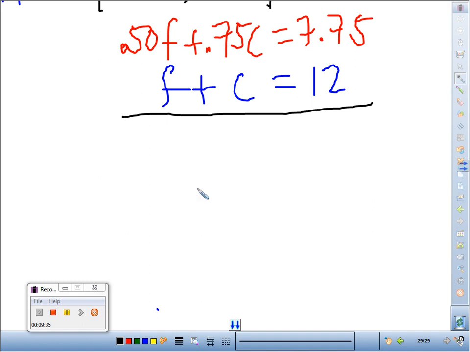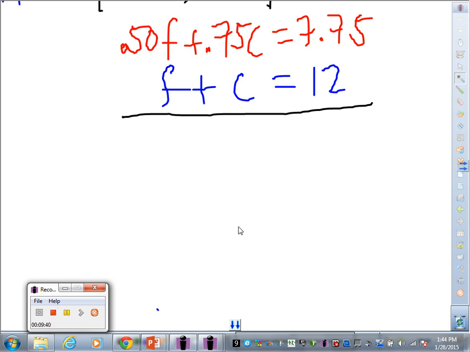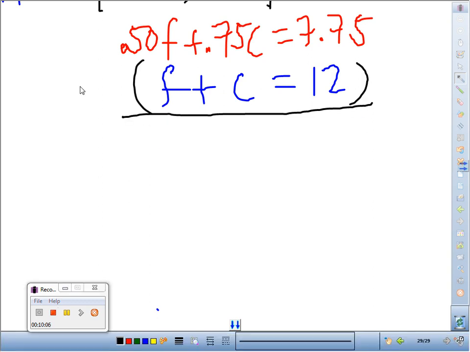David. David said F. So if we were to eliminate F, what needs to happen here? Multiply times -1/2 or -0.5. But what if Noemi wanted to eliminate C? What would we need to multiply everything? Negative 0.75. So let's eliminate F. Multiply everything times negative 0.50.